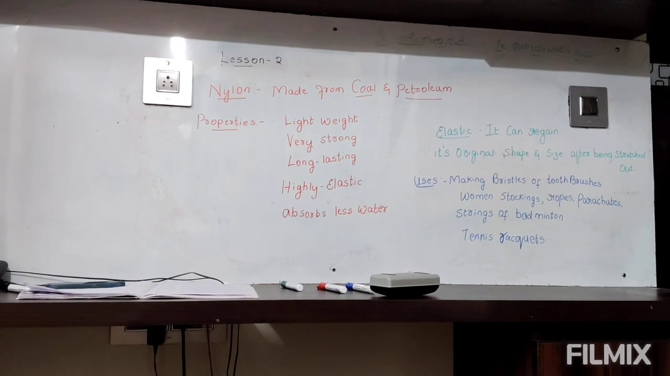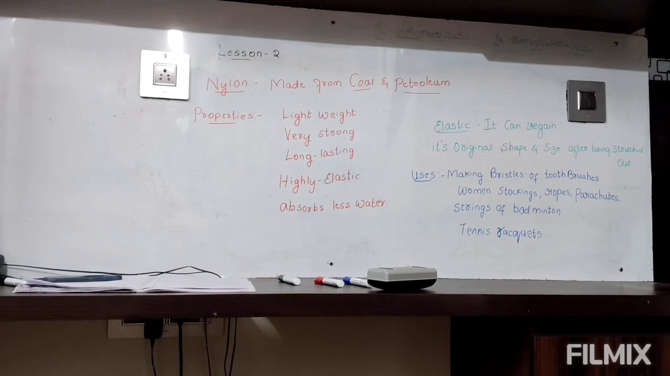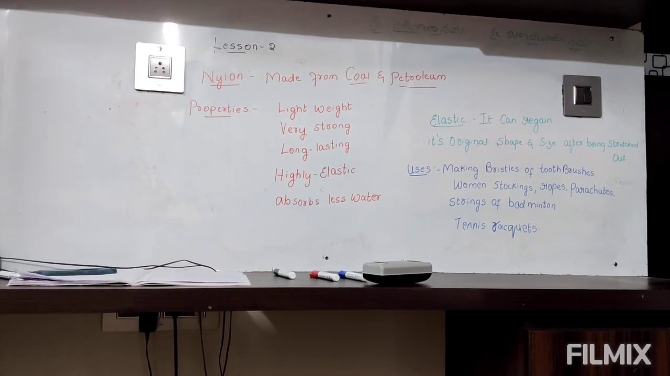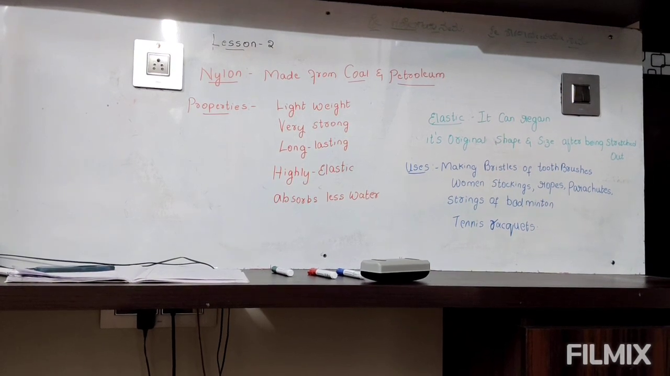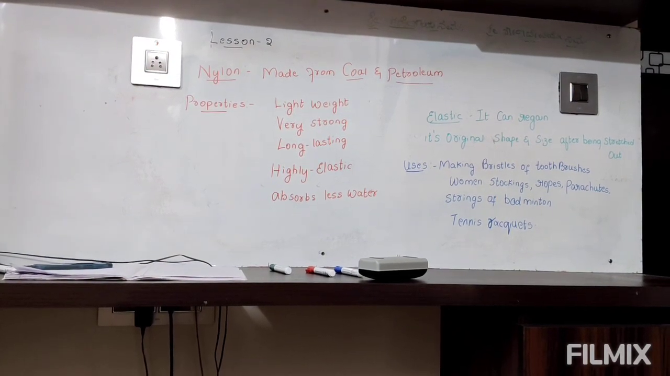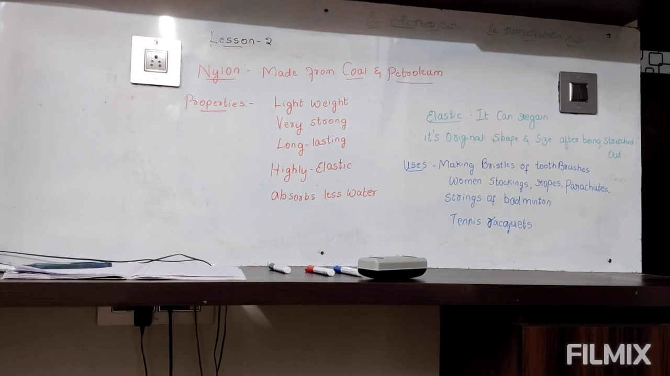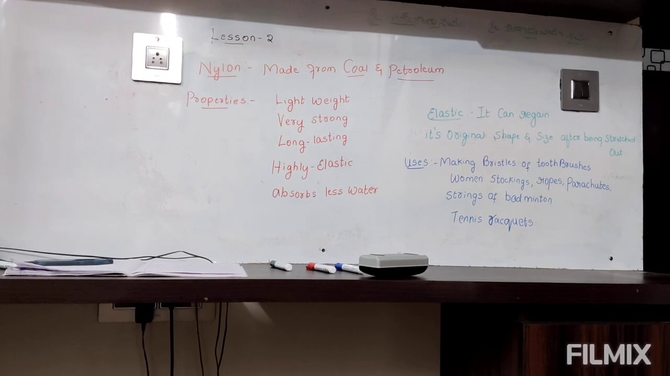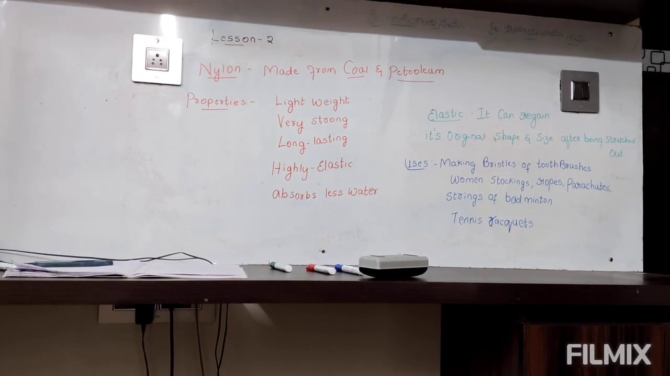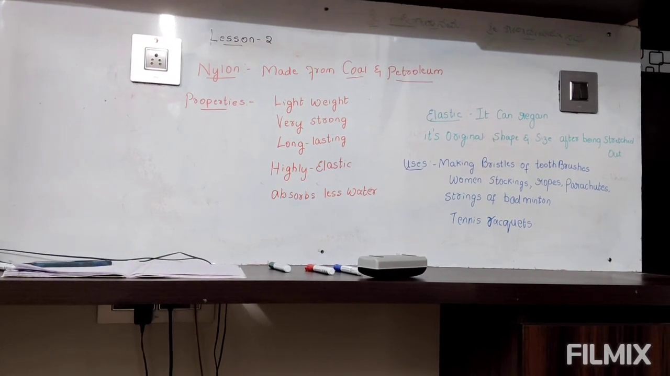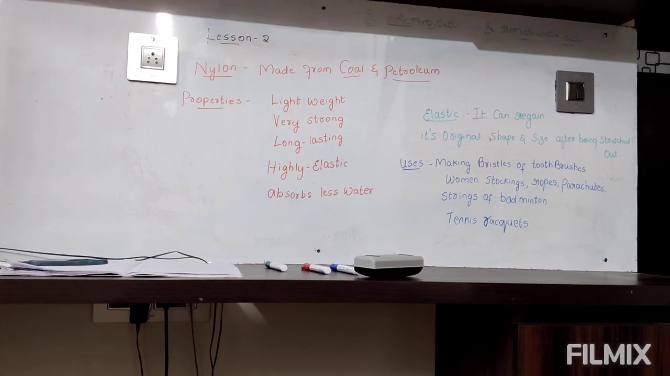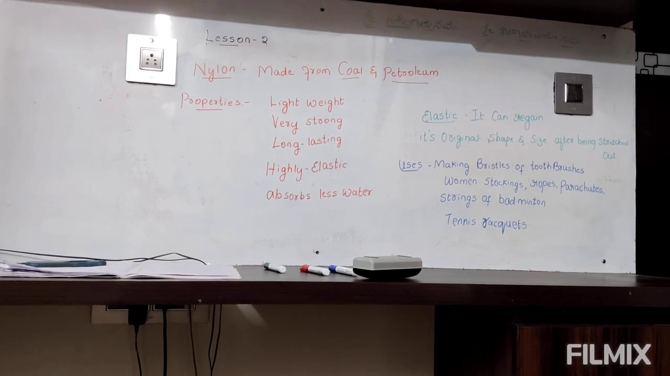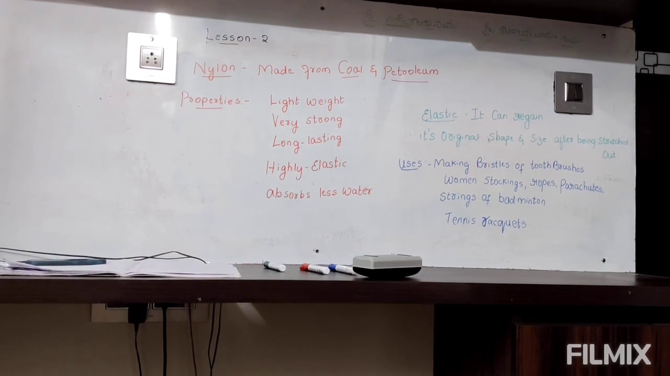What are the properties of nylon? It is a lightweight material. It is very strong. It is long lasting. It is highly elastic and it absorbs very little water. What is the meaning of elastic? It can regain its original shape and size after being stretched out. Highly elastic means it can regain its original shape and size after being stretched out.